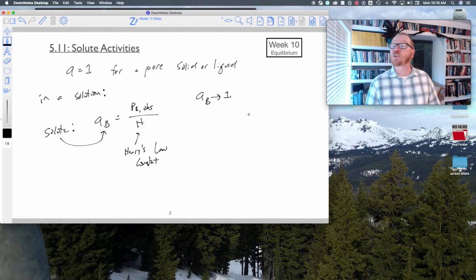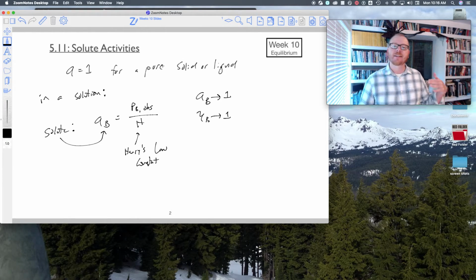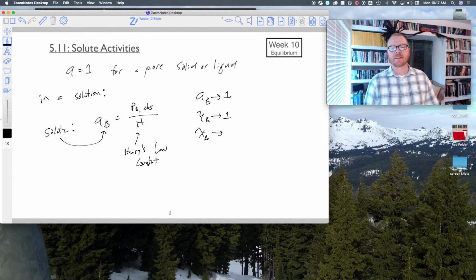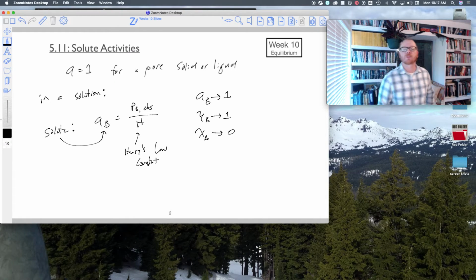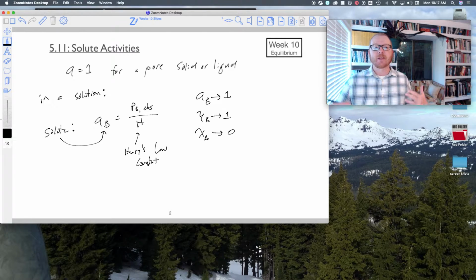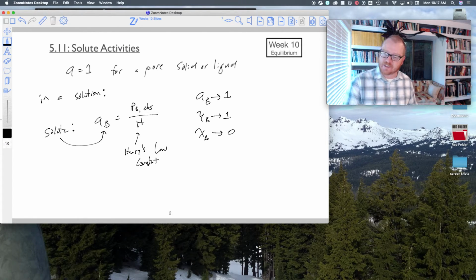So a_B will approach 1 as gamma_B approaches 1. That's basically saying as the solution becomes more and more dilute, or as you approach that of a pure material, the activity will become 1. But this is different from the solvent case. The mole fraction here now approaches 0. In the solvent, the mole fraction was approaching 1. However, in this case, the mole fraction of the solute is approaching 0. So it's more or less saying the same thing that we said before.